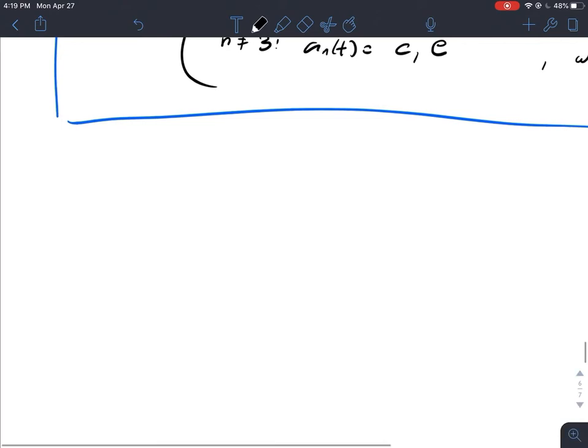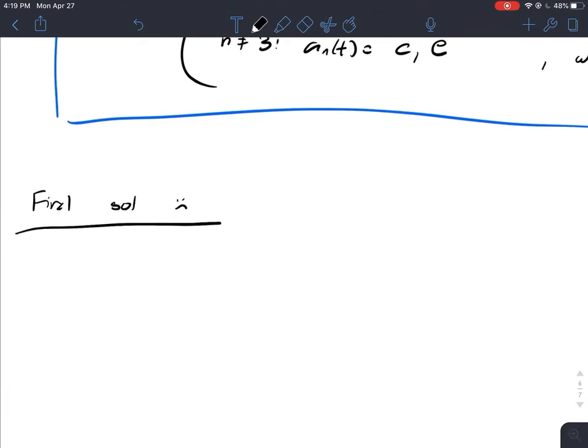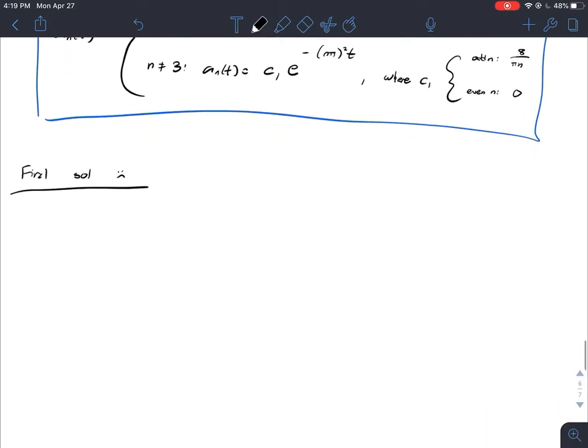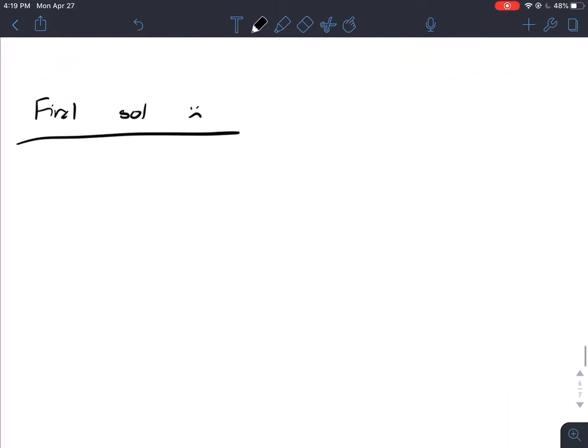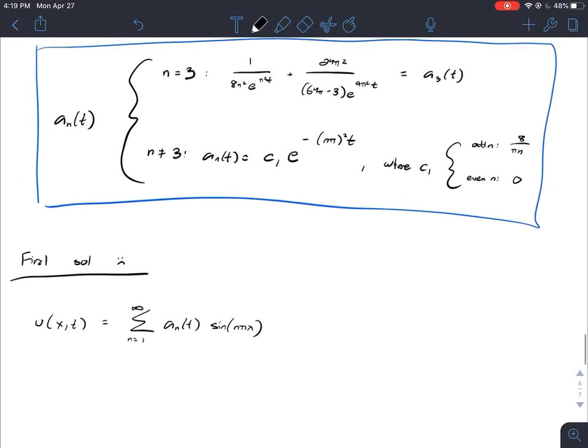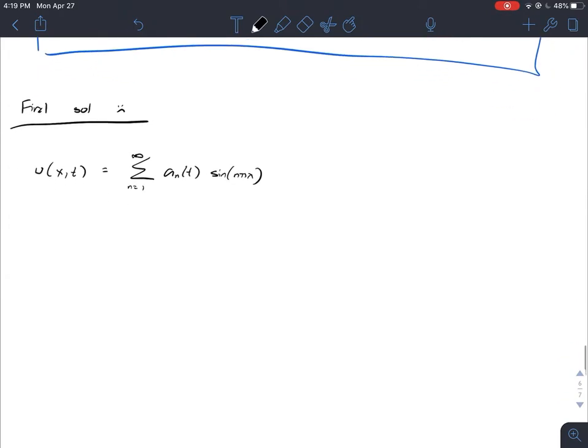Okay, now we have to write the final solution, and the final solution sucks. So sad face. So the final solution here for this problem, so throughout all this stuff that we're doing, remember that our original claim was that u of x,t was an expansion of n equals 1 to infinity of a sub n of t times sine n pi x. So now we know the two potential values for a sub n of t, right? So a sub n of t has a very different value for n equals 3, but it also depends on whether or not n is odd or even.